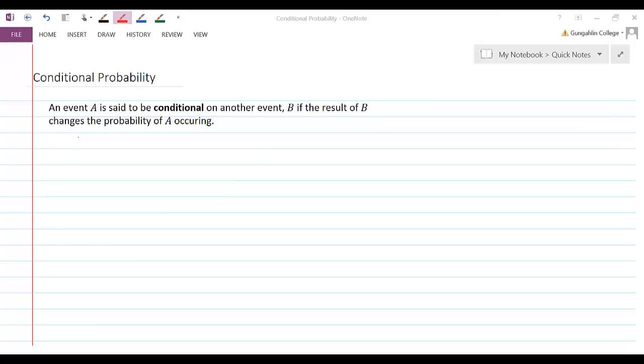When applying probability to many real-world situations, the probability at each stage is dependent on decisions and outcomes that were made earlier on. When this happens, we call this conditional probability. We say that a particular event, in this case A, is conditional on another event B if the result of B changes the probability of A occurring.